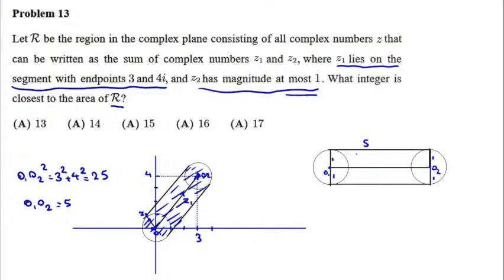So if you want to find the area, it includes a rectangle here, 5 times 2, plus 2 semicircles, which make a circle, pi times 1 squared, so it is 10 plus pi. And it will be 13.14. It is closest to what number?